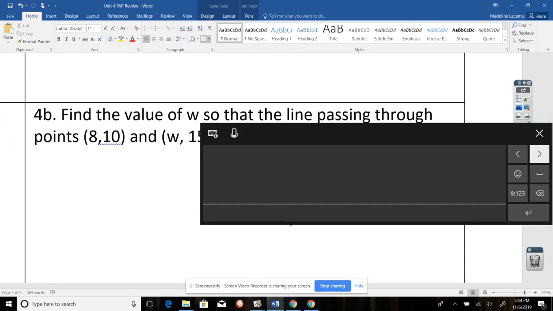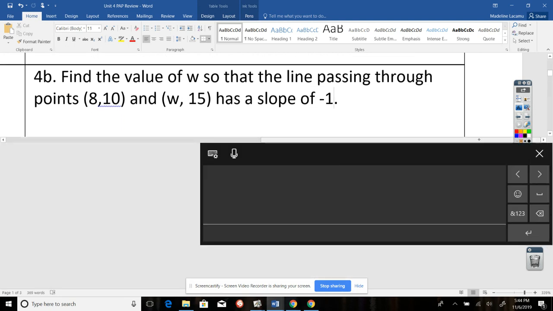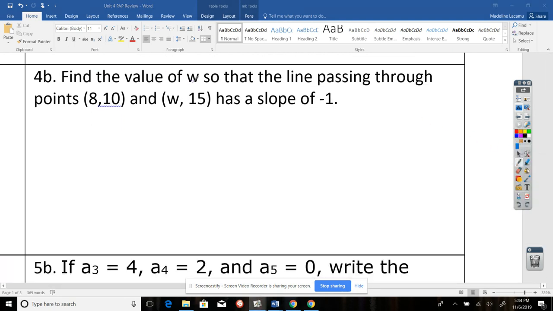Okay, for b, so for this one, it says find the value of w, so the line passing through (8, 10) and (w, 15) has a slope of -1. So again, we're just going to label these x1, y1, x2, y2, and of course our m is -1. So we know our slope formula is m equals y2 minus y1 over x2 minus x1. So we can just substitute in everything that we know.